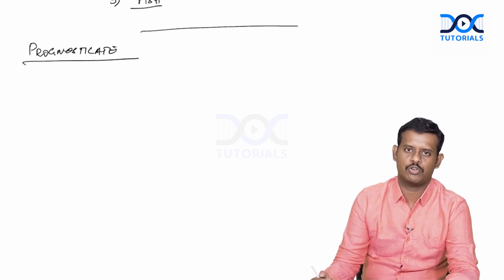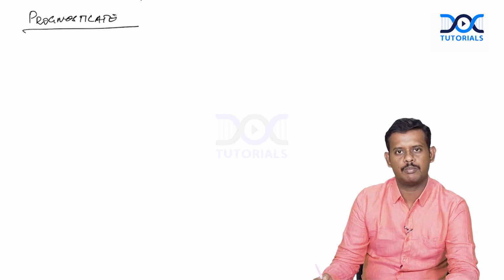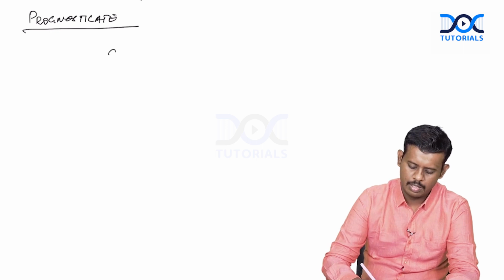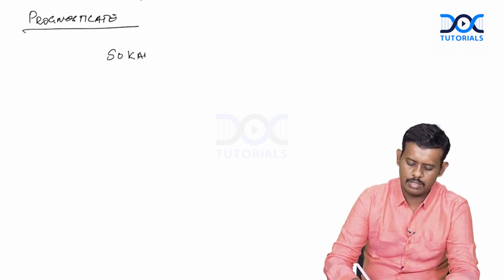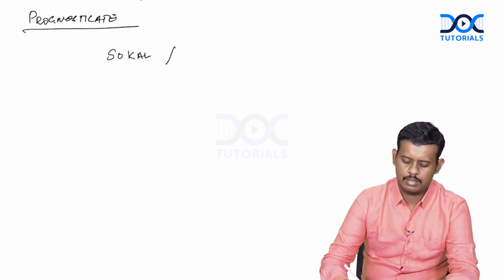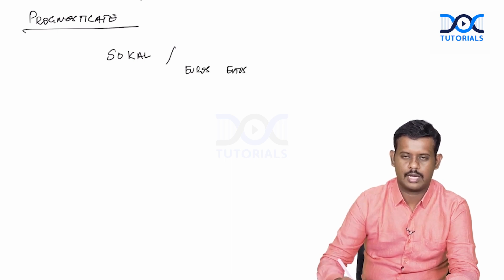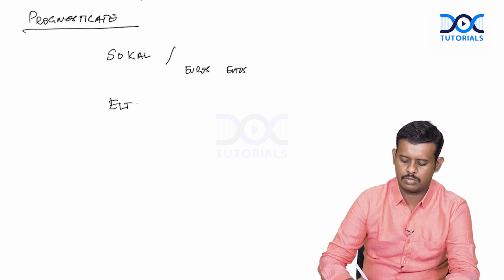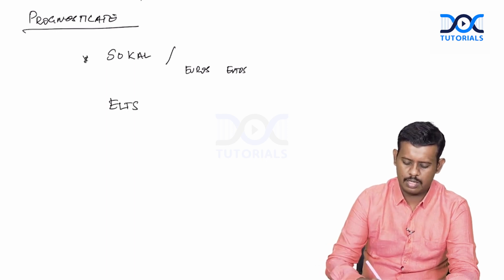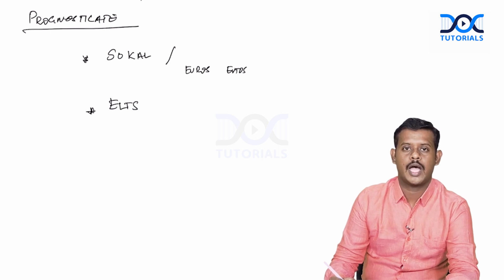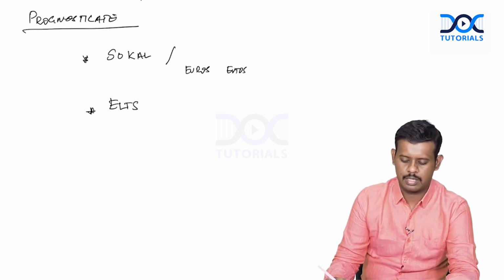There are multiple named scoring systems. Those which are important for our NEET or MCQ purposes will be discussed here. The most common is the so-called Sokal scoring system. Then came EURO, the EUTOS, and the current one is the ELTS scoring system. The Sokal and the ELTS scoring systems have the same components. The multiplication factor varies, and thus there is a difference in the value of this risk factor stratification.